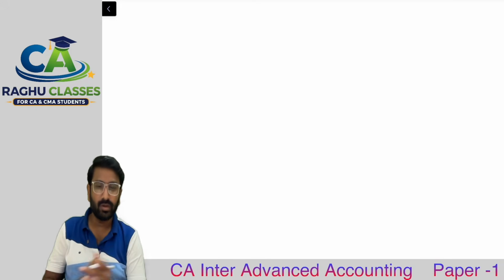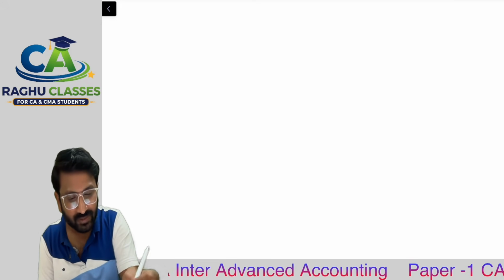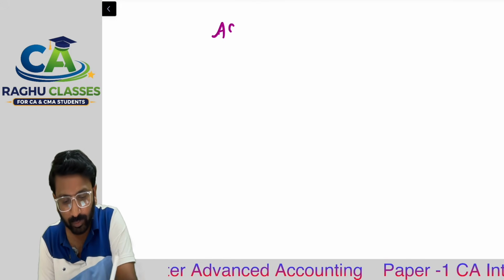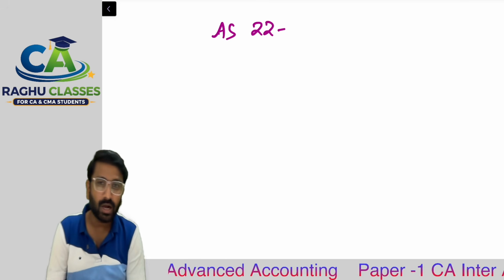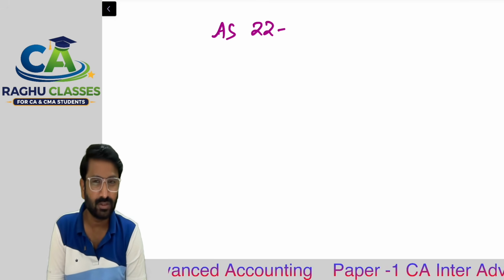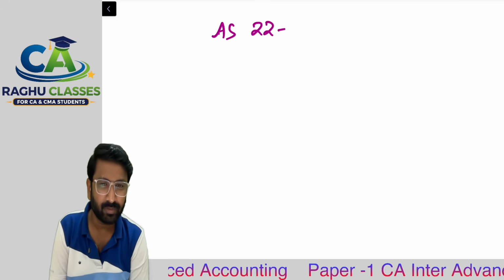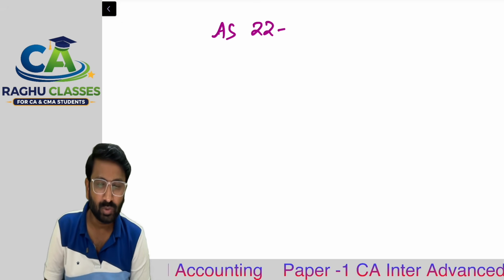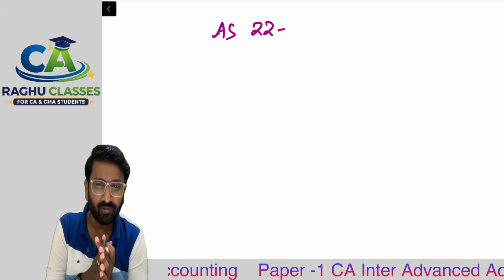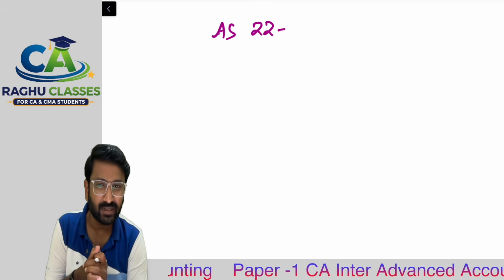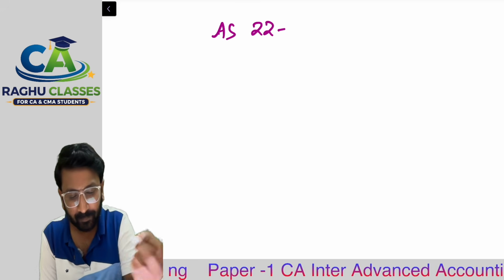Hello everyone. In today's video, I'll be discussing Accounting Standard 22, which deals with accounting for taxes on income. This is one of the very important accounting standards from an examination point of view. So I presume that you have already done one reading of the entire standard. It's only going to be a revision video.